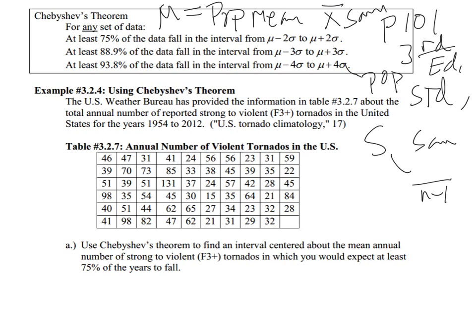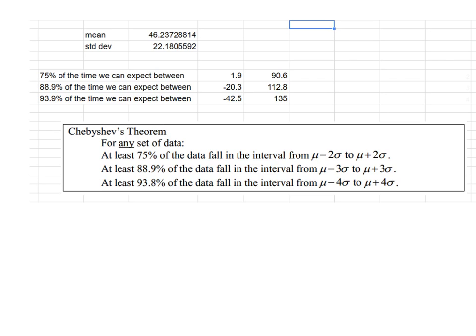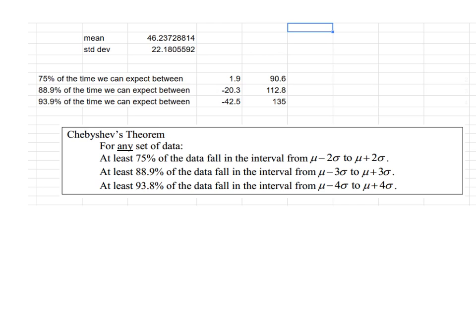So then they gave us this, on page 101 of the 3rd edition. They gave me this data about the number of violent tornadoes in the U.S. for each year. So these are the tornadoes per year. They're telling us to use Chebyshev's theorem to estimate how many tornadoes about 75% of the years will have. I copied the data into a spreadsheet, and I let the spreadsheet calculate the mean and the standard deviation.